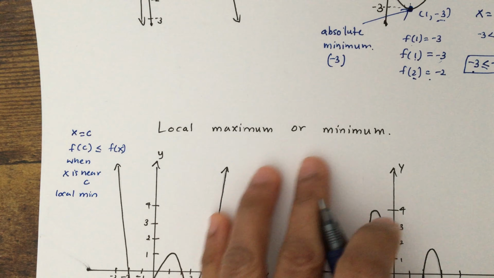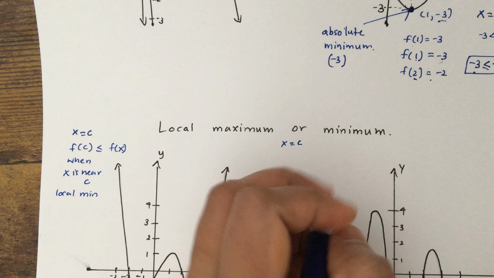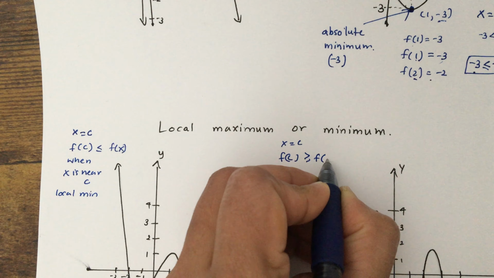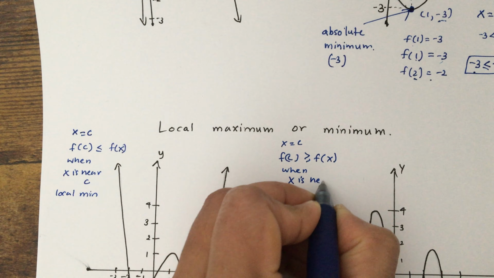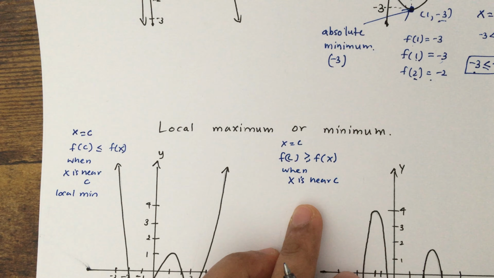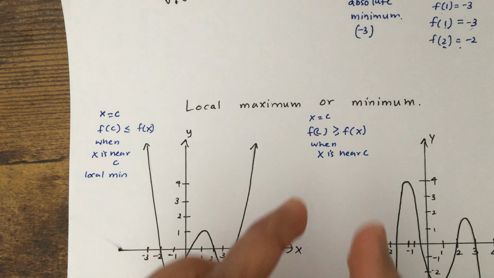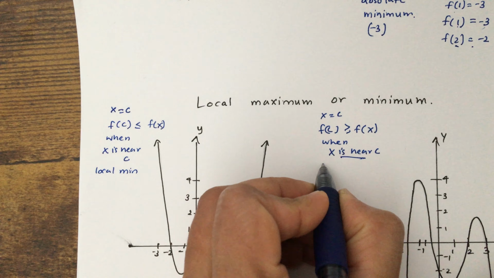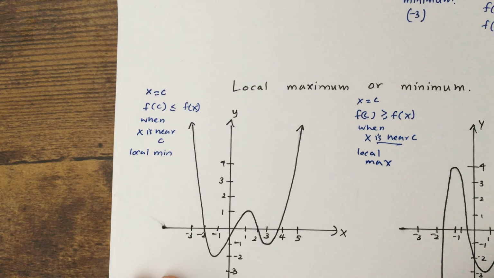Okay, so if x equals c, at this point, if you see this condition, f of c greater than or equal to f of x when x is near c, not for all x, right? For all x is in the absolute maximum or minimum, but in this case it is local, so we have to look at a small area, right? This is important. x is near c, then we have a local maximum.